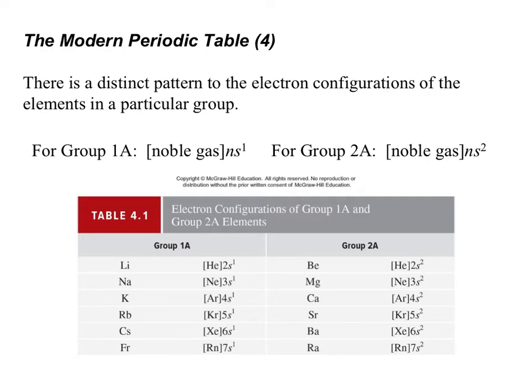Group 2A consists of beryllium through radium. We'll notice that it has the noble gas core, followed by the corresponding s2 electrons. So for example, magnesium is a neon core and 3s2. Strontium is krypton core 5s2, and so on and so forth. They all have s2 valence electrons.